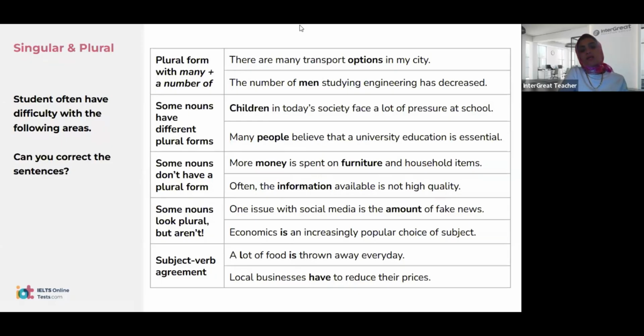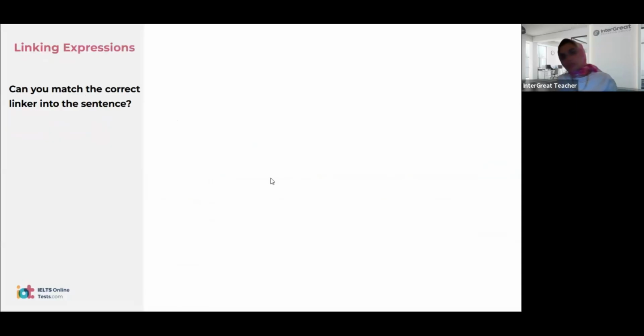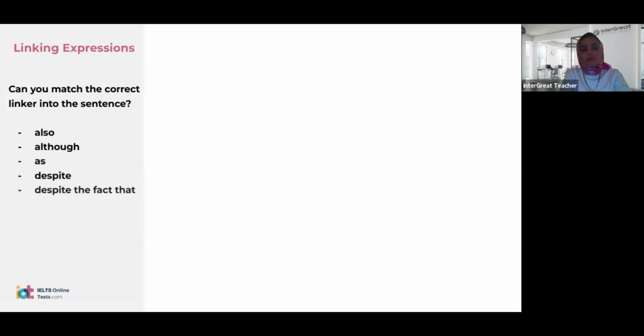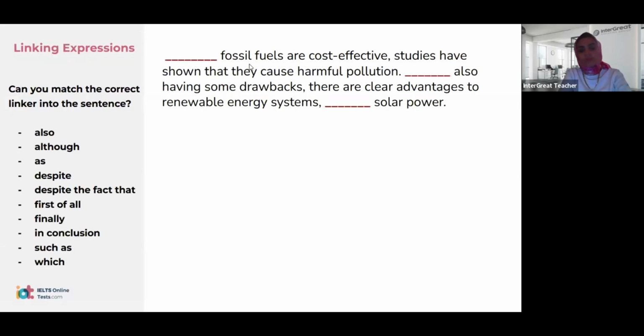Okay. Let's move to another topic, which is linking expressions or linking words. Let's have a look now. We have here a few linking words like also, although, as, despite, despite the fact that, first of all, finally, in conclusion, such as, and, which. And here we have this paragraph. I'd like you to put these in the correct places. So let's see.